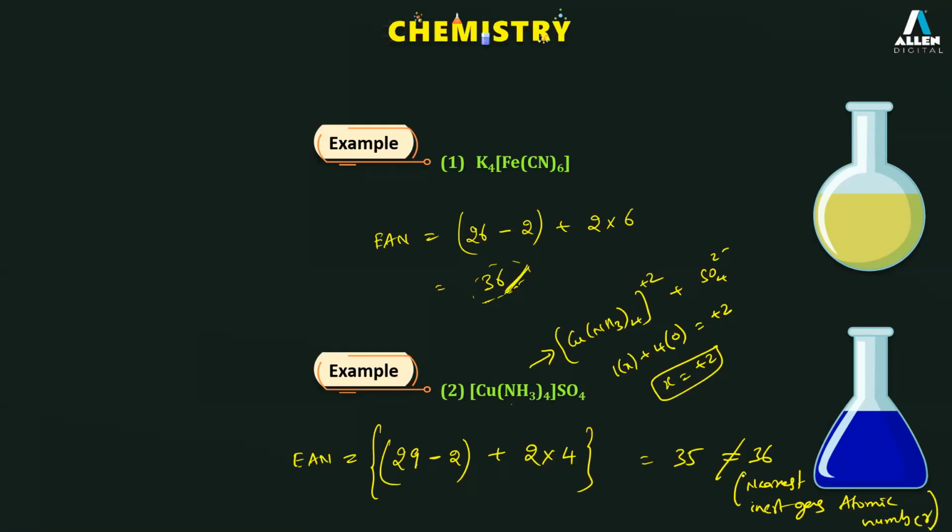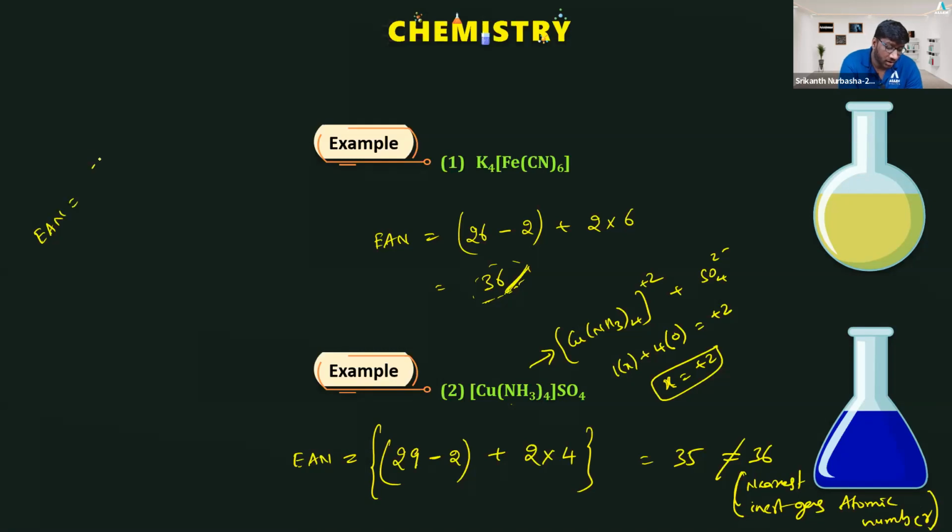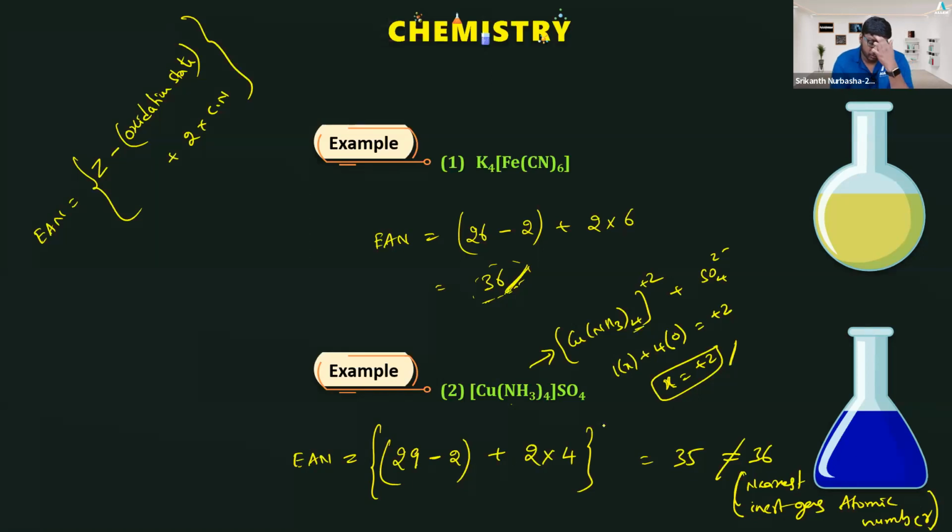Sir, is it +2 or -2? X is plus 2. But we have to subtract that oxidation number, right? What is the formula? Effective atomic number is equal to atomic number Z minus oxidation state plus 2 times the coordination number. So Z is 29. What is the oxidation state of copper? It is plus 2. So 29 minus 2, minus of plus 2, plus 2 times the coordination number, which is 4. Got it or not?